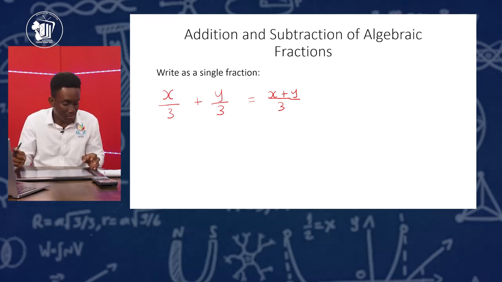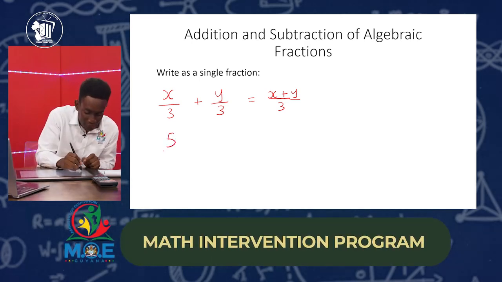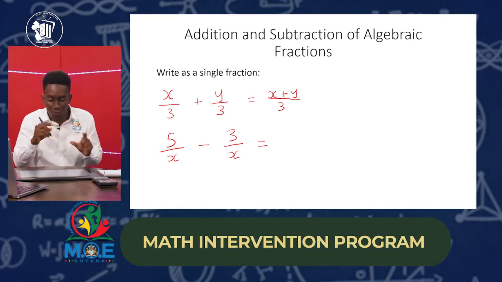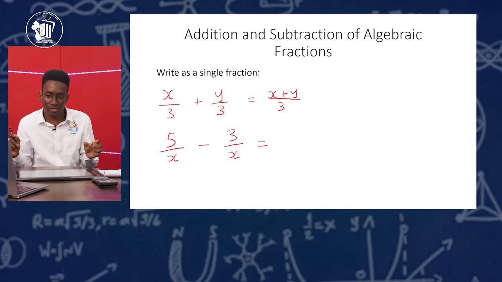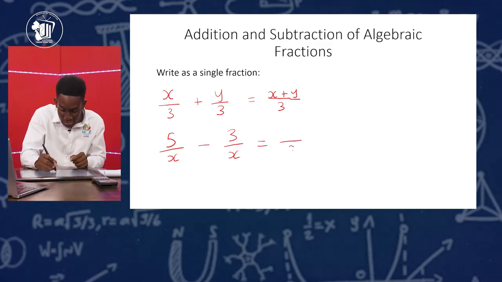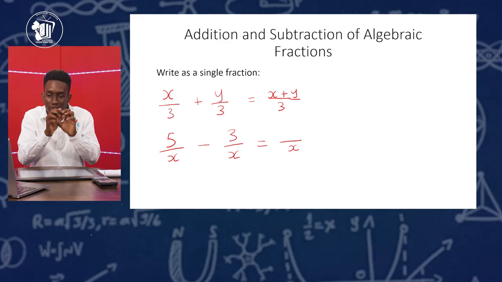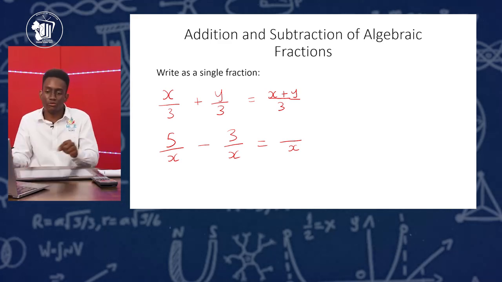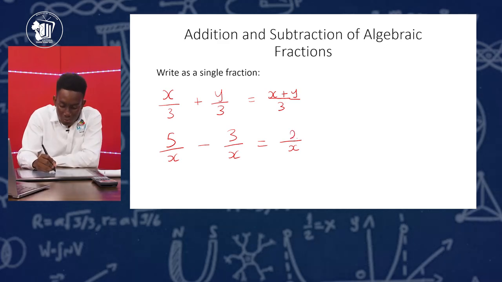So let's look at another example. Let's say we have 5 over x minus 3 over x. So once again, we see the denominators are the same, which would be x. So we do the same thing. We put back the x and then we subtract the numerators. In this case, 5 subtract 3 would simply be 2 over x. And we can subtract 3 from 5 and that will give you 2. So that is how you deal with these simple examples.